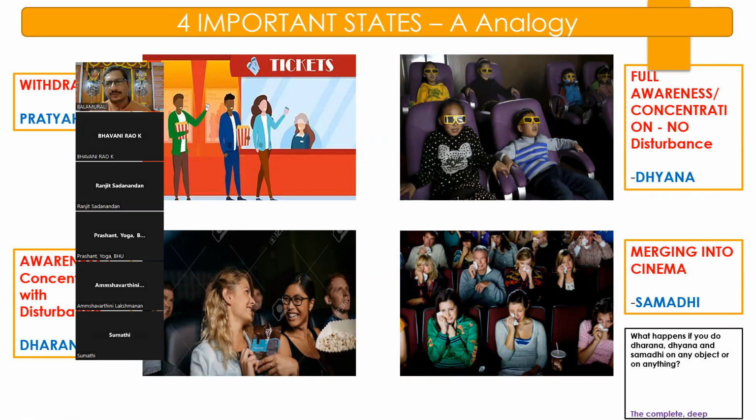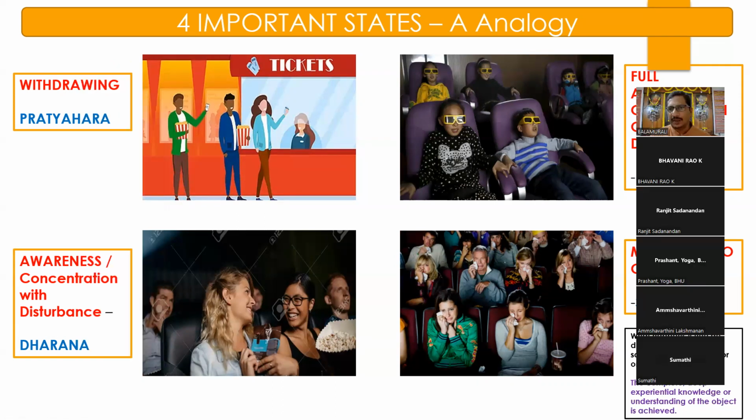What happens if you do this? If you do Dharana, Dhyana, and Samadhi on any object, you will get complete and correct understanding. We will see that. This is a little subtle. We will see what that is.